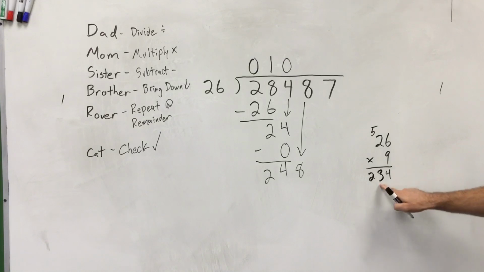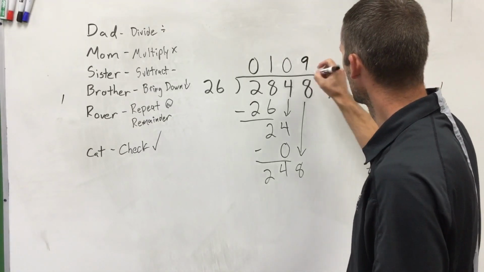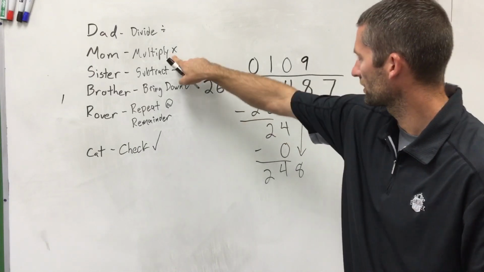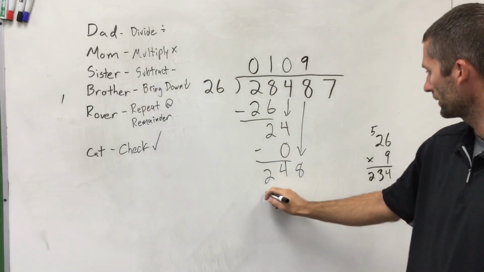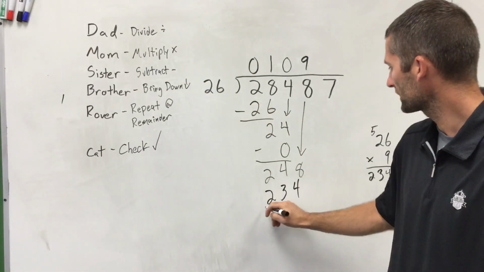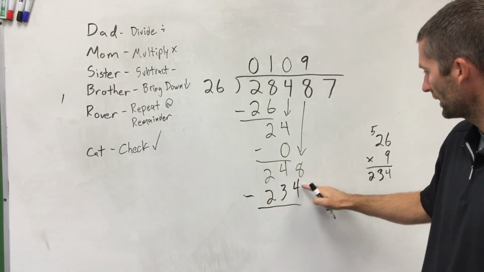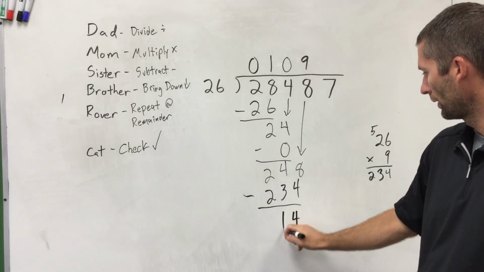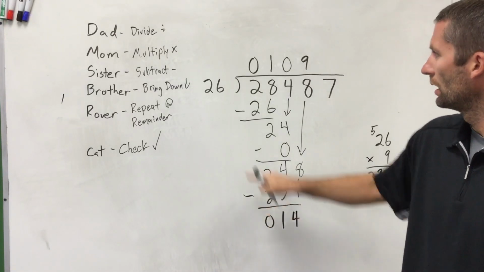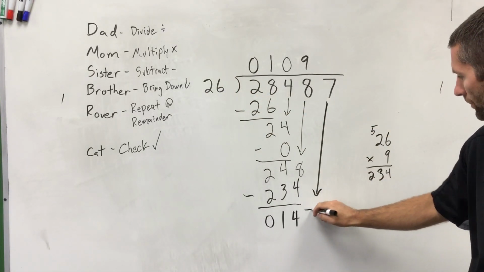234. It's a little bit smaller. There we go. Now 9 times 26 to multiply. We already found it over here. Now we subtract. Oh, I didn't subtract yet. 248 minus 234 is 14. Then we bring down. That's the last thing we can bring down, a 7.